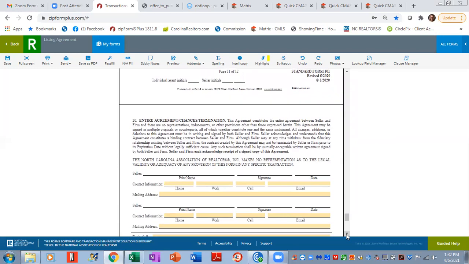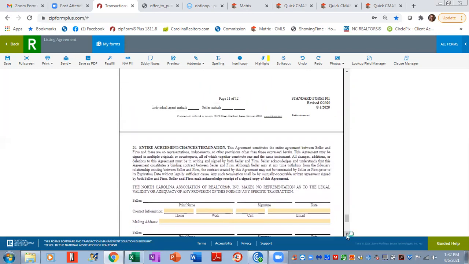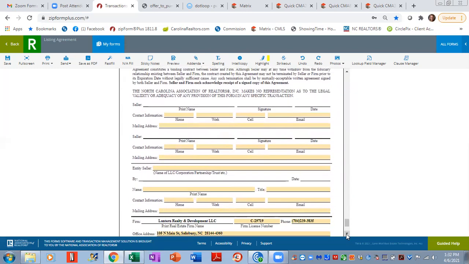Then you have your initials and the seller's initials through page 11, and then this is the detailed information. If for some reason something happens to you and this file defaults to Lantern, they need to know how to get in touch with the seller. I've seen people that only put an email address, or they just put their name and their signature and the date. They don't fill out the mailing address. They don't fill out a working phone number.